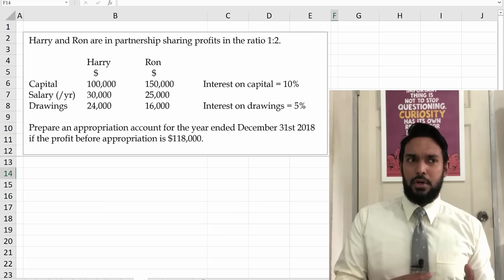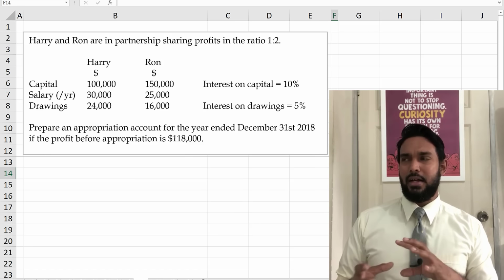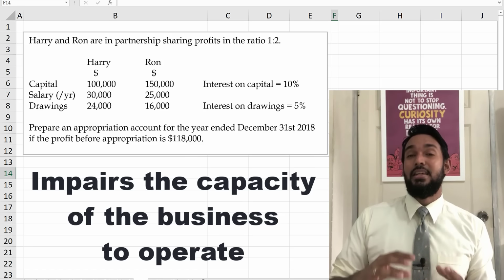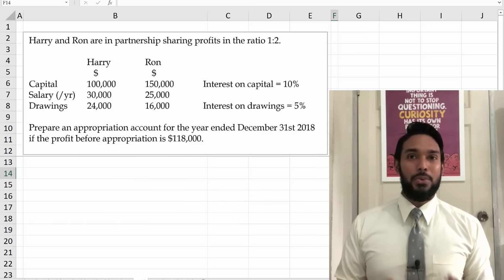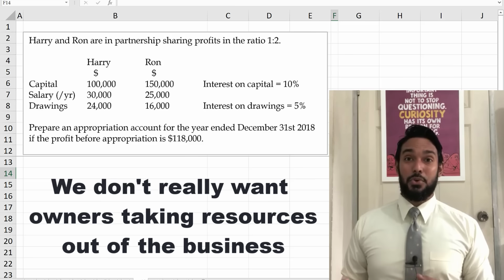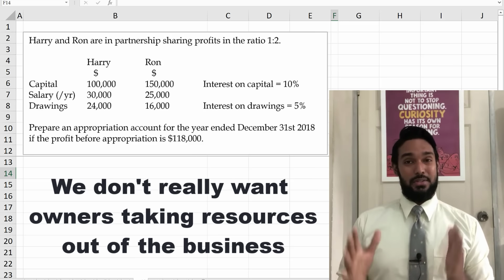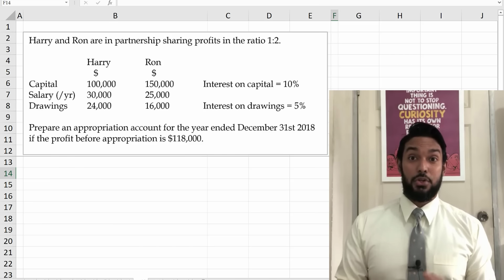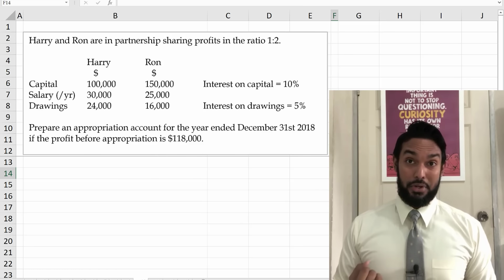So drawings remove resources from the business, and hence if you take resources from a business, they have less resources now than they had before, which means that they may be at an impaired capacity to take advantage of opportunities or to operate. So you don't really want your owners taking resources within the business. If they're entitled to a certain limit, fine, and that's something that should go in the partnership agreement. Are partners first of all allowed to take drawings?